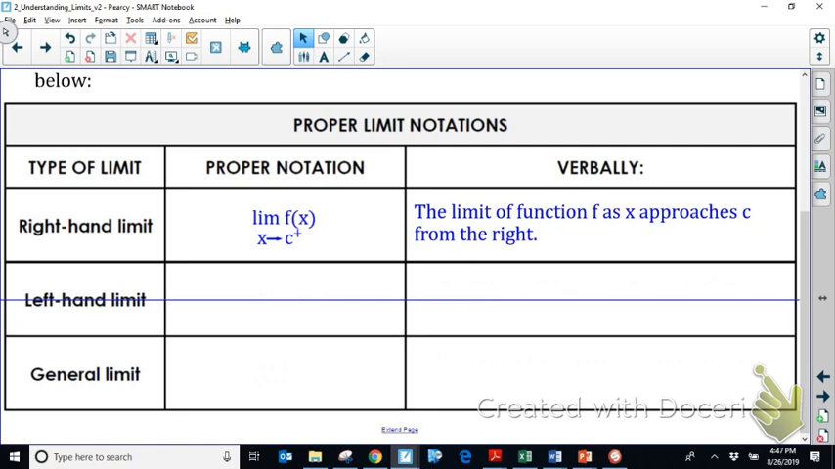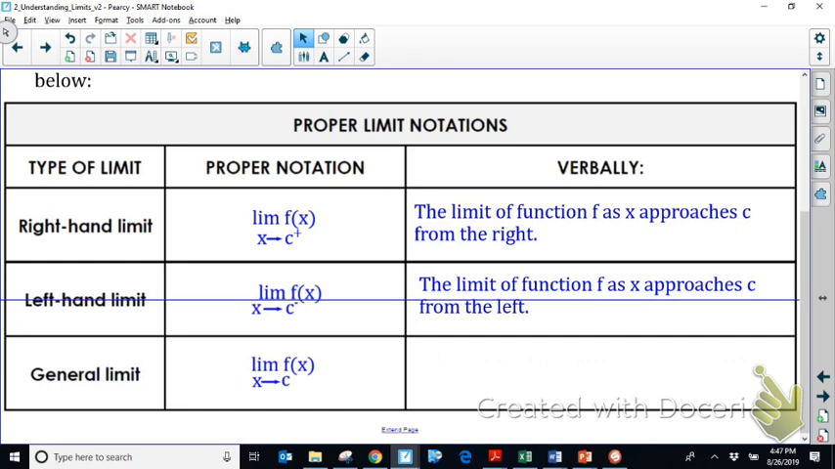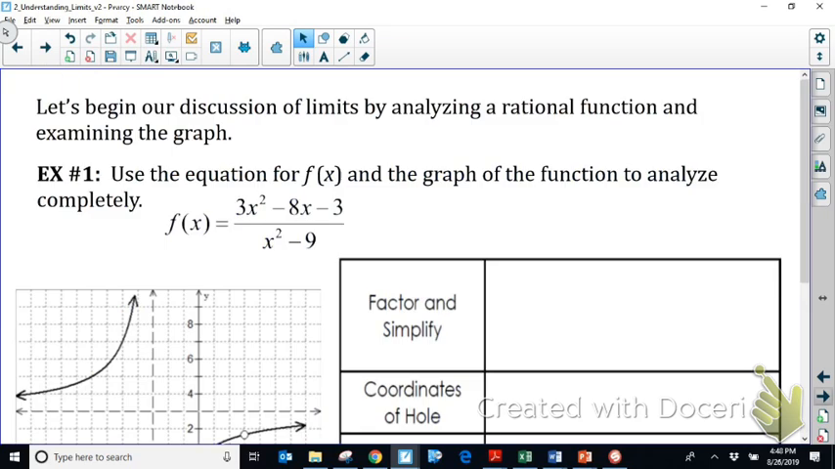So the left-hand limit is going to look essentially the same, except in the exponent spot on our generic number c we have a negative symbol, indicating that we're going to approach c from the left-hand side of the graph. And that's what we have here. So the general limit is simply going to be the limit of f as x approaches the number c, whatever c happens to be. And we're not looking at necessarily a particular direction. This might be something that you will use to indicate with general substitution how you want to evaluate it. But those are the three ways of noting a limit in calculus: left-hand, right-hand, and general limits.